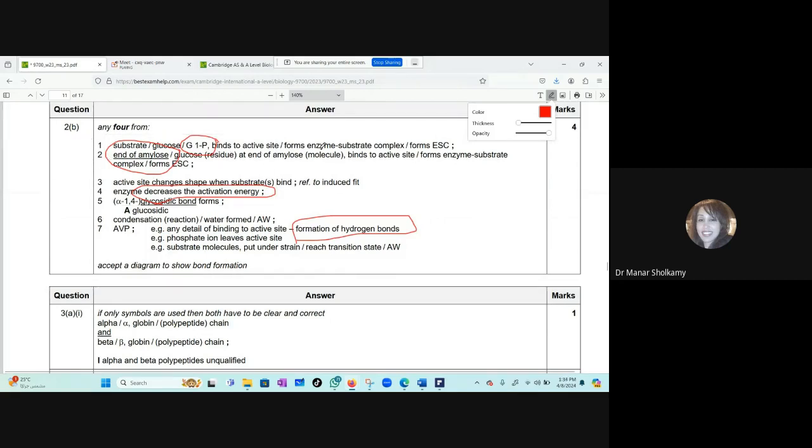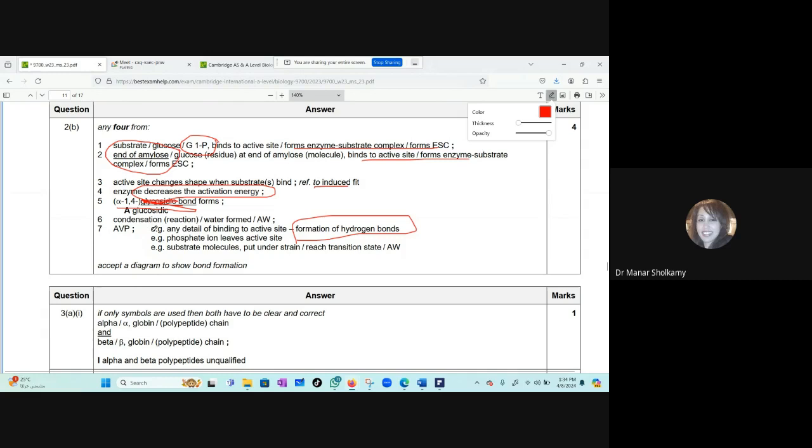It will bind with an active site. It will form an enzyme substrate complex. It will add to the ends of the amylose. It will bind to the active site, enzyme substrate complex again. The active site will change in shape. We said induced fit. It will decrease enzyme activity. It will form the alpha 1 to 4 glycosidic bond.